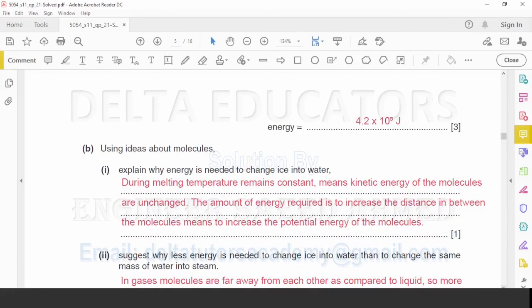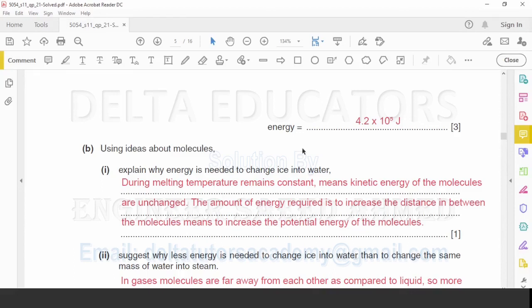Next, part B, using ideas about molecules. Explain why energy is needed to change ice into water. When it is converting from ice to water, the temperature remains the same. Since the temperature remains the same, the kinetic energy remains the same. So why do we have to provide the energy? We have to provide the energy to increase the potential energy, to increase the intermolecular spaces in between the molecules.